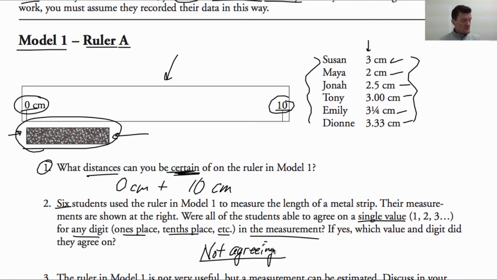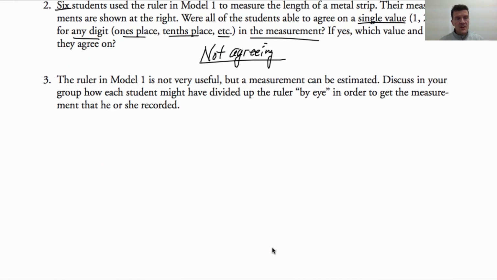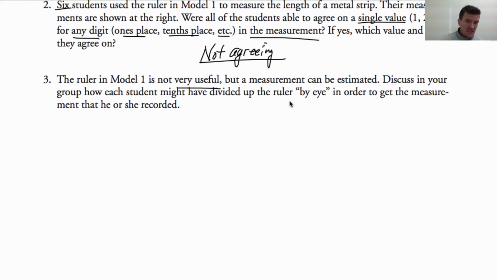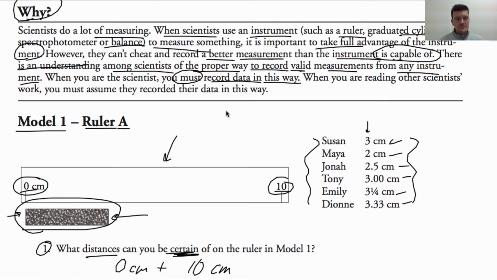The ruler in Model 1 is not very useful, but a measurement can be estimated. It's being used, but it's not really very accurate or very precise. Discuss in your group how each student might have divided up the ruler by eye in order to get the measurement that he or she recorded. If you do have a group that you're working with, that's great. Otherwise, let's talk a little bit about it.